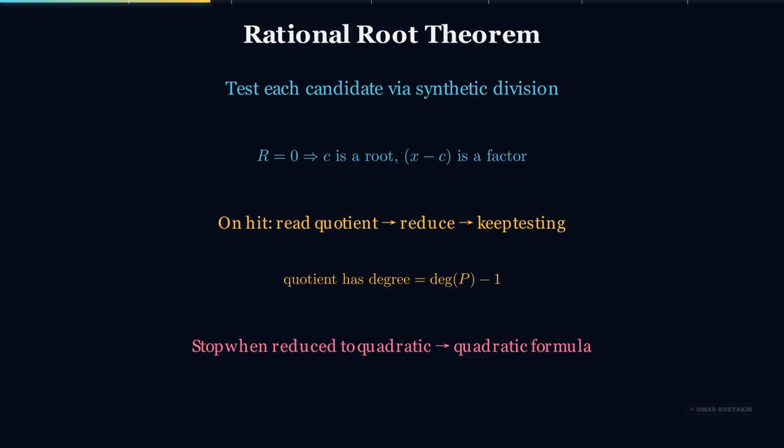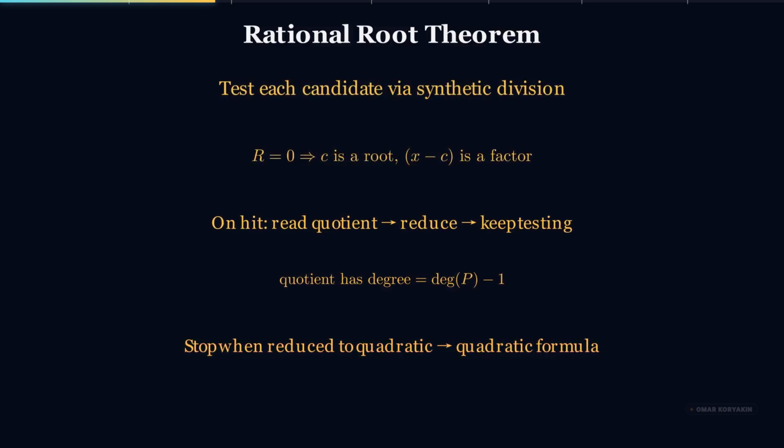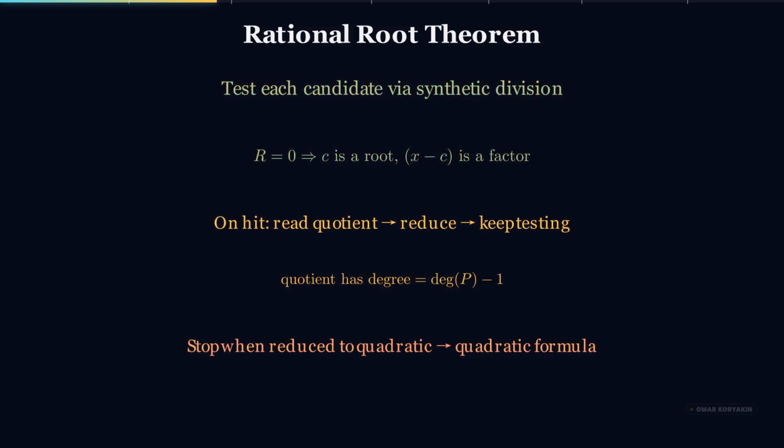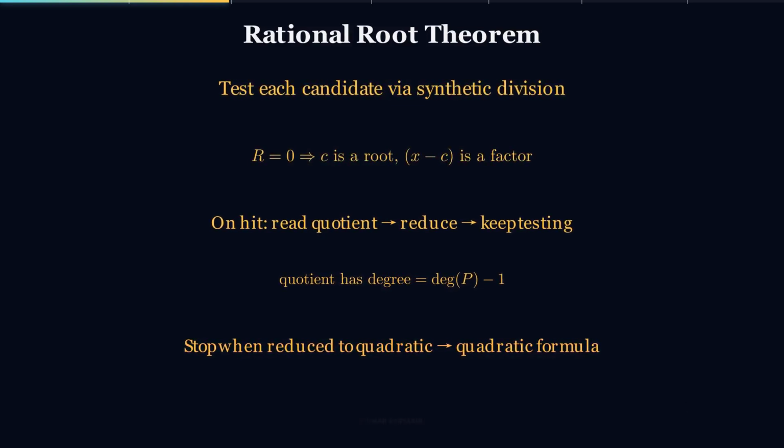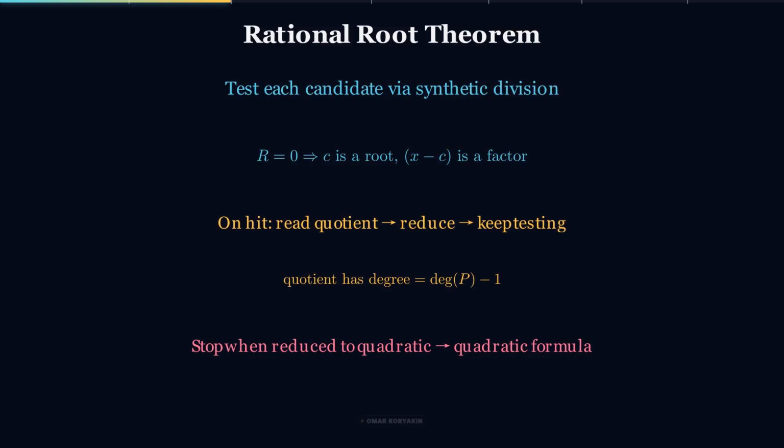Reduce and repeat. After finding a root, work with the reduced quotient polynomial which has degree 1 less. The remaining rational roots of p are also roots of the quotient, so the candidate list and testing procedure can be reapplied to the quotient. Continue until the polynomial is reduced to a quadratic, at which point the quadratic formula or direct factoring finds the remaining two roots, which may be rational, irrational, or complex. The combined workflow finds all rational roots systematically.